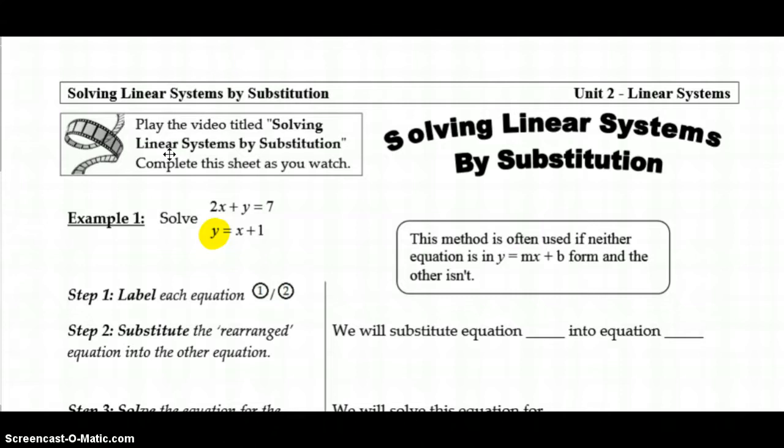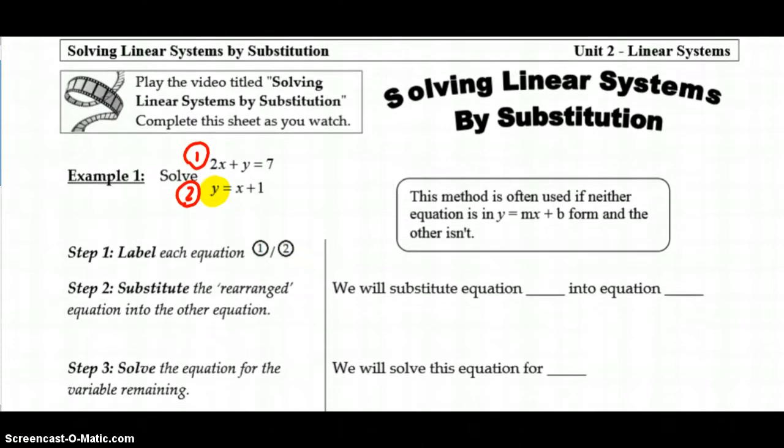So to start off with, step 1, we're going to start by labeling each equation, calling them number 1 and number 2. So I'm just going to call the first one number 1 and the second one number 2. It doesn't really matter which is which, but it just helps us walk through the steps of this problem.